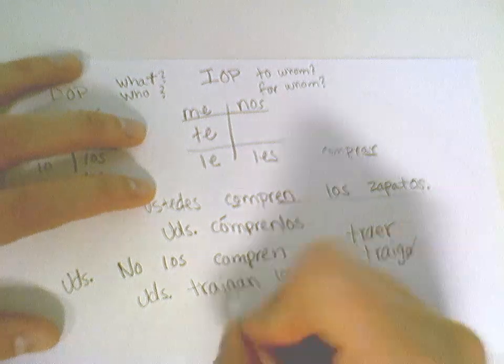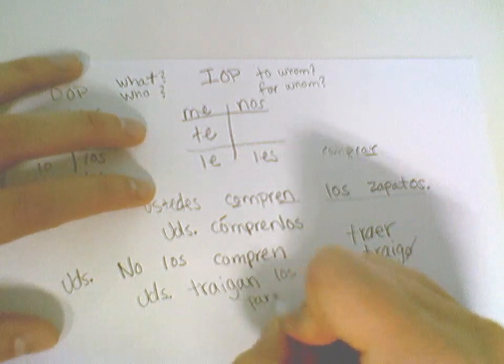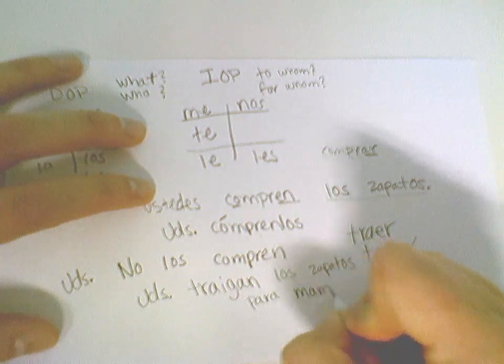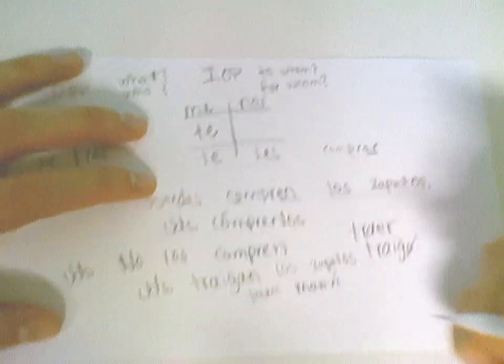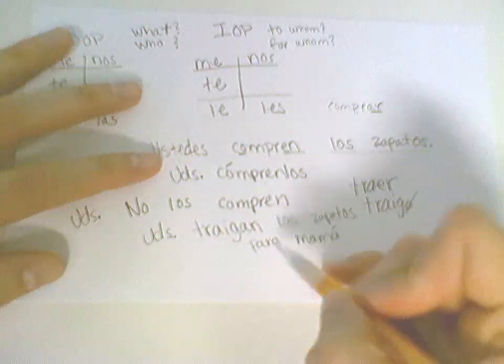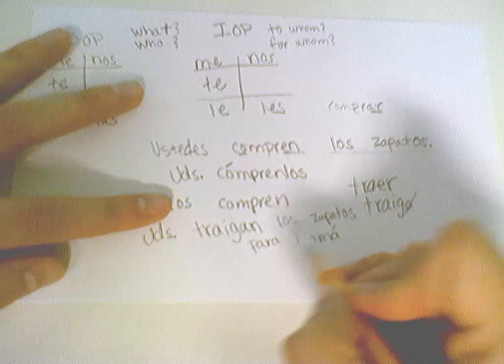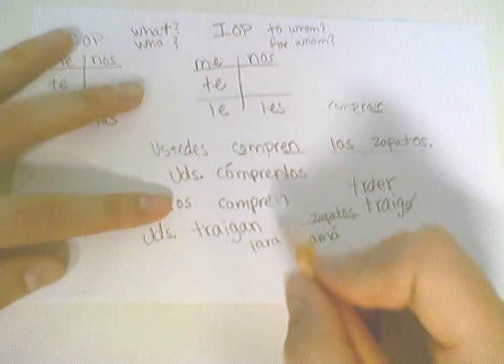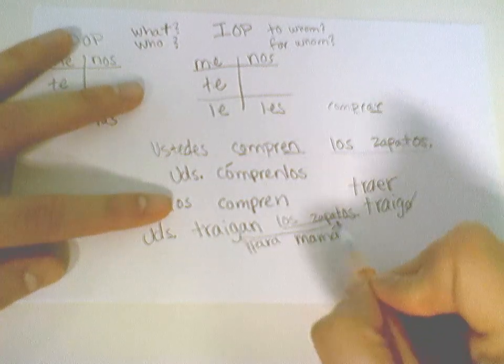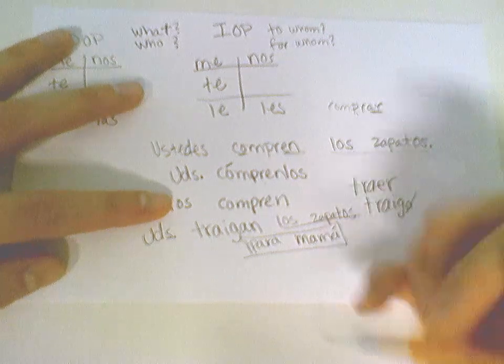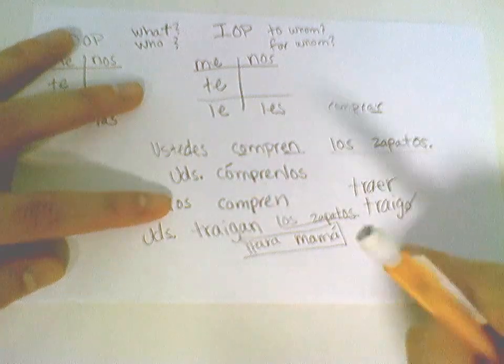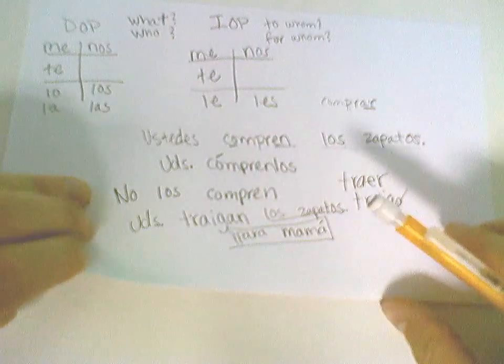So now I'm going to add an indirect object to use both of these pronouns. So bring the shoes for mom. Okay, so what is being acted upon? The shoes. Who are they for? To whom? For whom? The mom. We're going to have two pronouns here. Okay, so I'm going to flip this over.